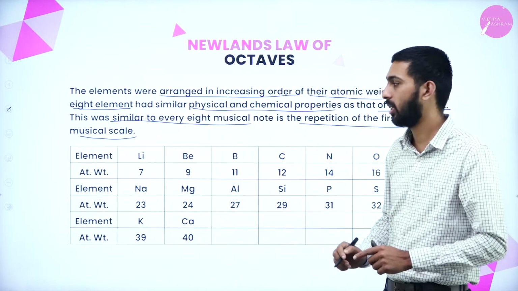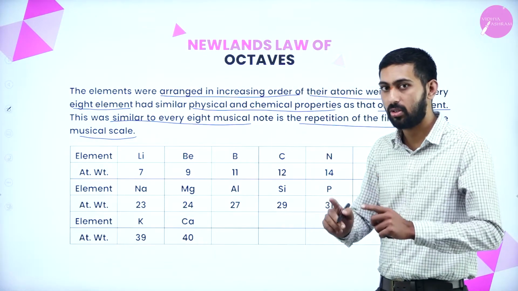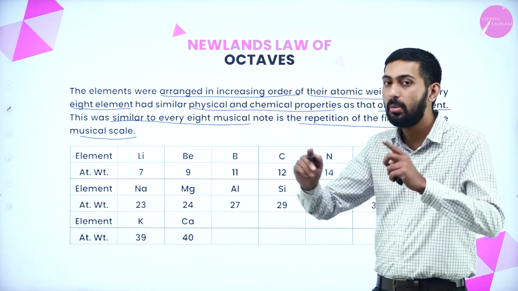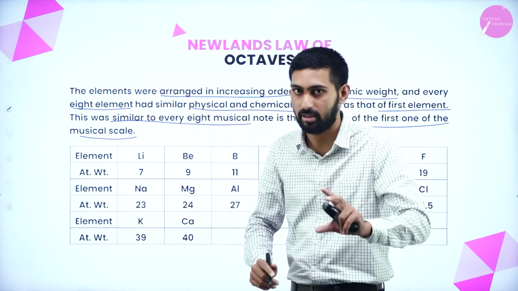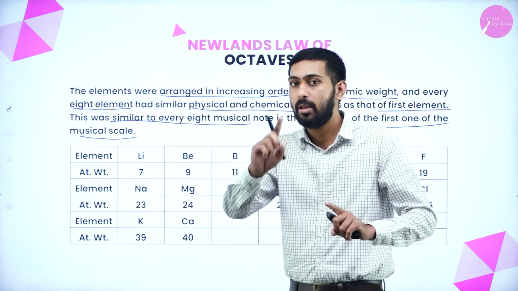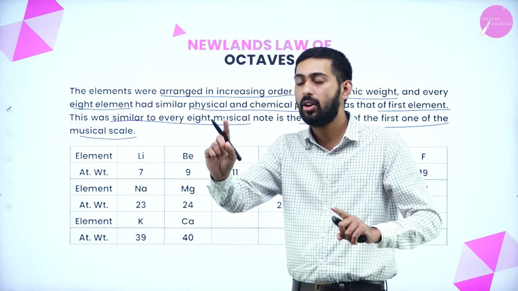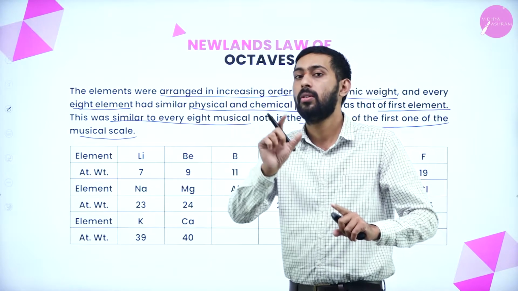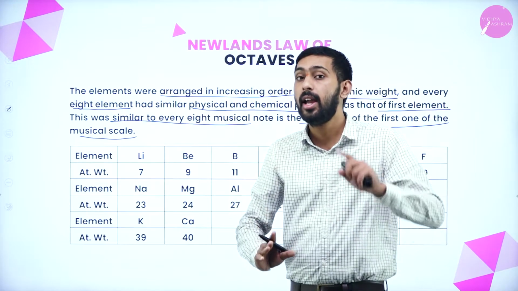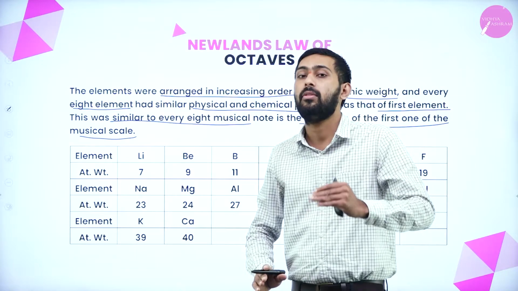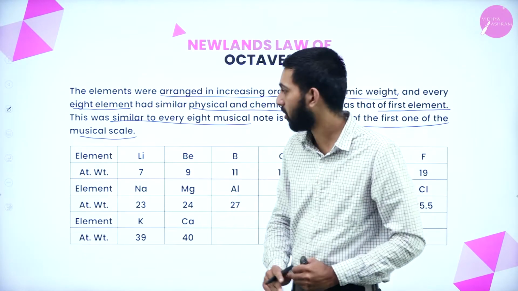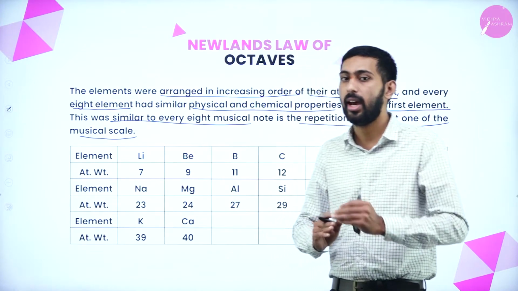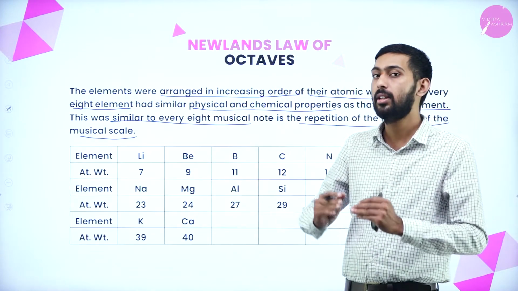First we have to think, here elements are arranged in increasing order. First note we have to maintain that. First thing is elements are arranged in increasing order according to atomic weight and every 8th element will have the same property like the first element.